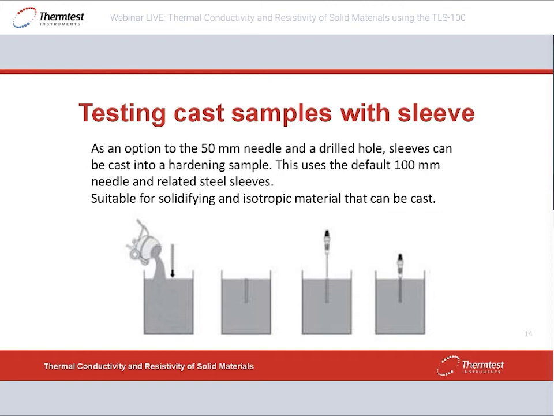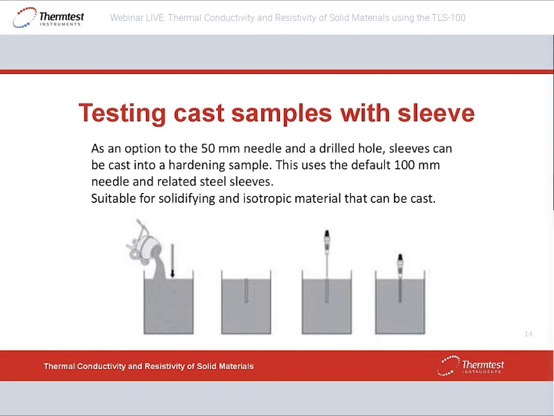As an alternative then to using this rugged 50mm needle as we have seen now, you can actually use the default needles that come along with the instrument, which is the 100mm needle. It's very hard to drill a hole for this needle in a concrete sample. Since it's 100mm long, only 2mm in diameter, it is really, really tough to drill a suitable hole without breaking the drill bit. So instead of trying that, you can use sleeves.